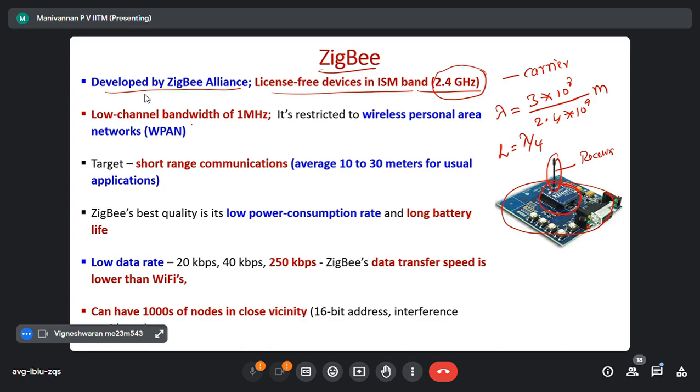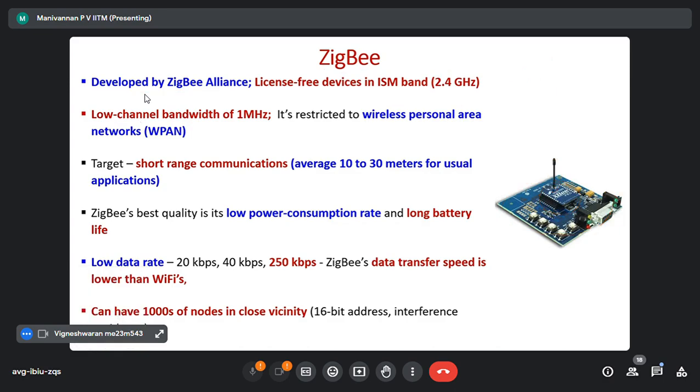Now, let us continue with this. It is a license-free device in the ISM band. The frequency is 2.4 gigahertz. The channel bandwidth is low, 1 megahertz. It is restricted to wireless personal area only. Zigbee is used inside a building, not necessarily in a cell phone. Cell phones have Bluetooth, but Zigbee is used inside a lab.